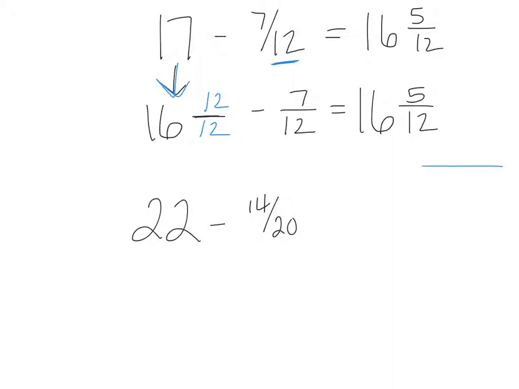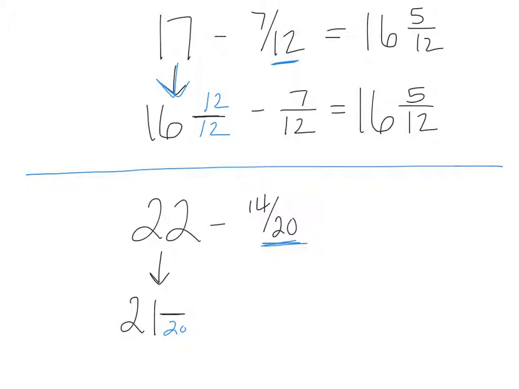Our next example is a very similar situation. 22 minus 14 twentieths. So since there is no whole number, I'm only going to be subtracting the fraction. So I need to rename 22. If I take away 1 from 22, it becomes 21. And now I need to come up with a fraction that equals a whole, so I'm still having the same value as 22. I look at the denominator they're using, and they're using 20. And in order for this fraction to be a whole, I need to rename it as 21 and 20/20ths.